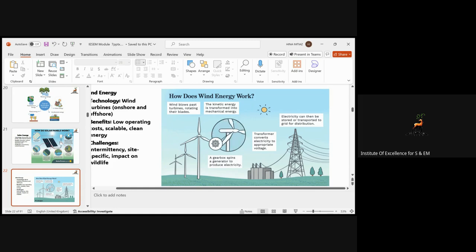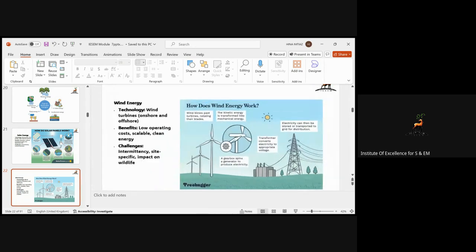And then we have the transformer, which converts the electricity to the appropriate voltage. Meaning that the transformer is converting that direct current into alternating current. And then the electricity can be stored or transported to the grid for distribution. It's a very simple process.